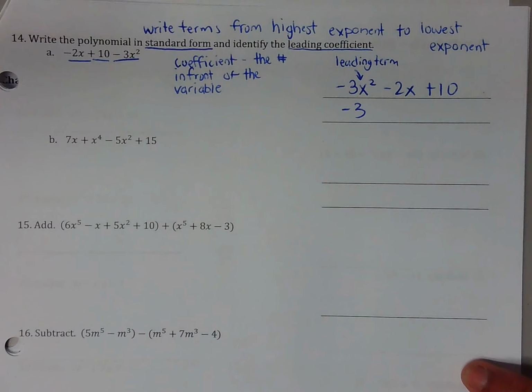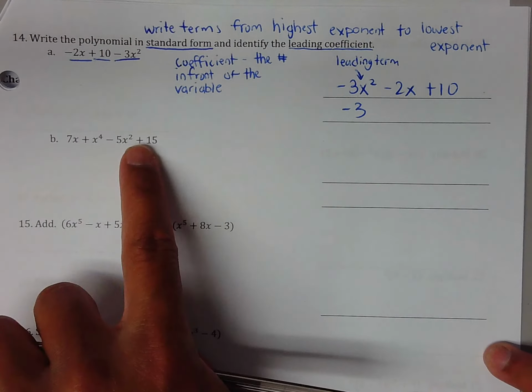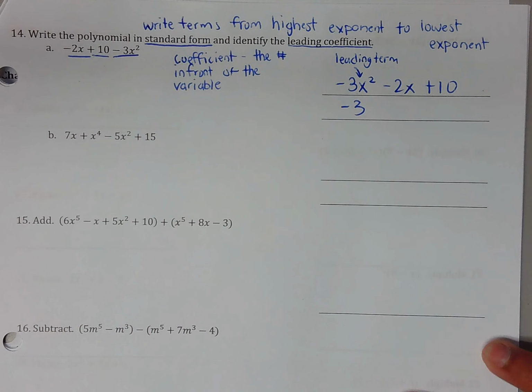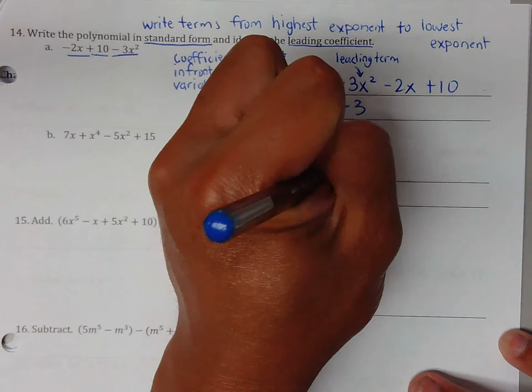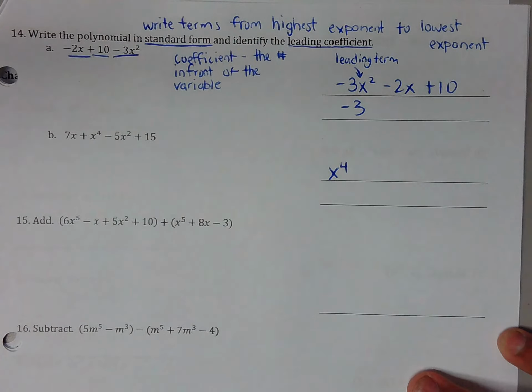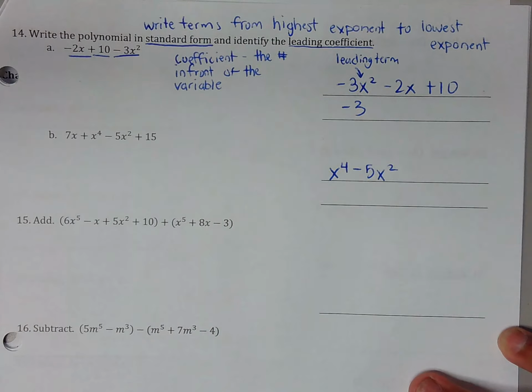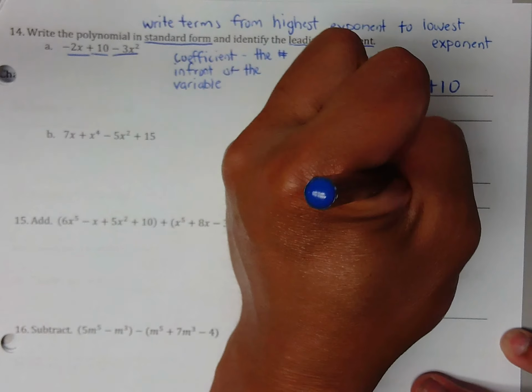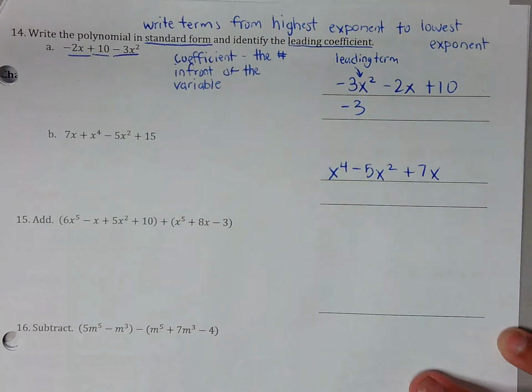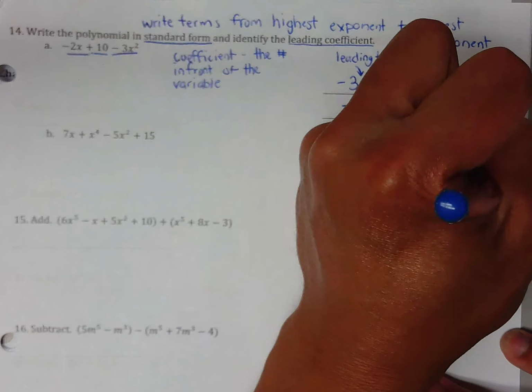All right, so writing this in standard form, that'll be x to the fourth minus 5x squared plus 7x and plus 15.